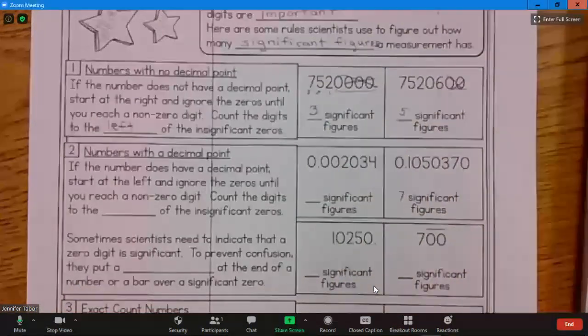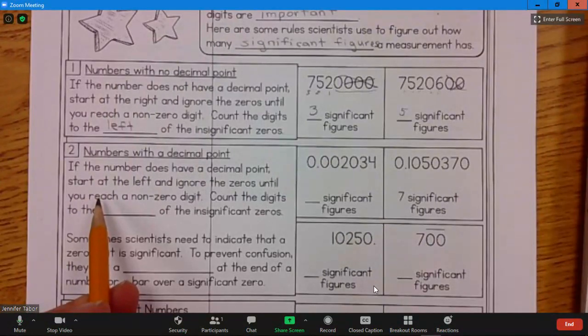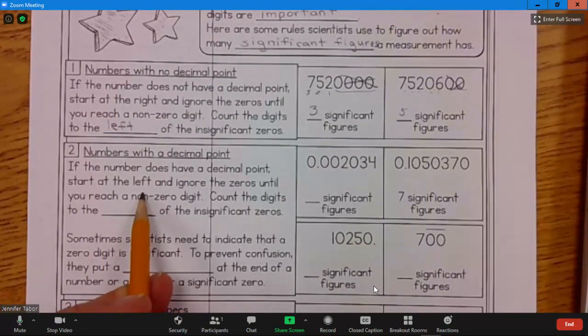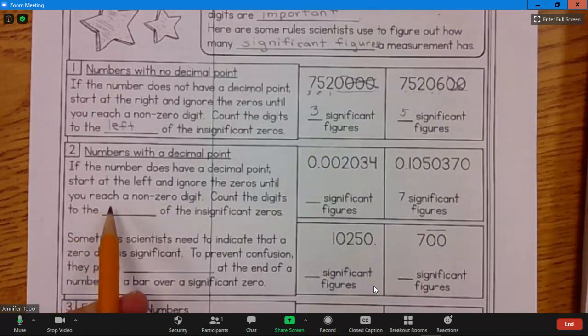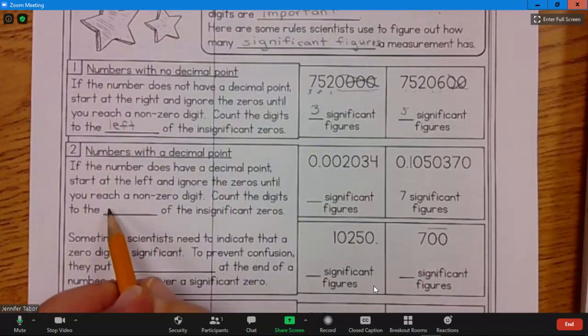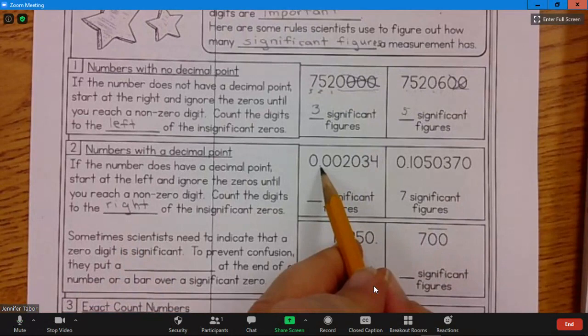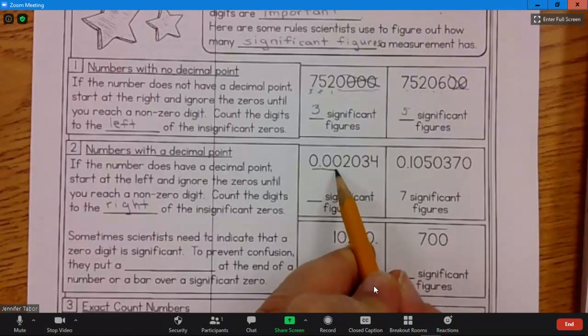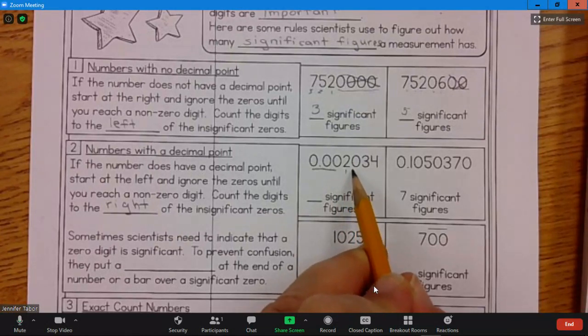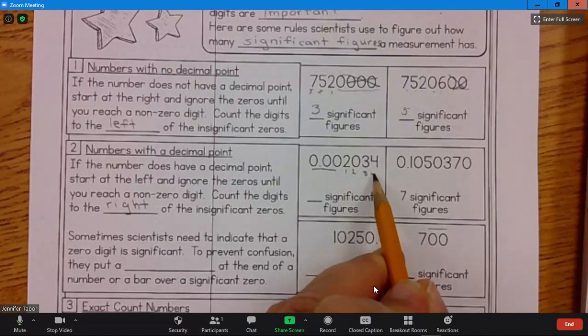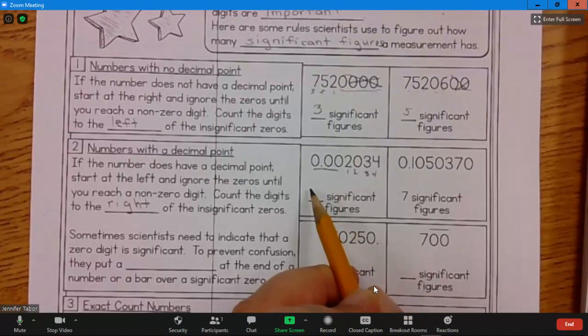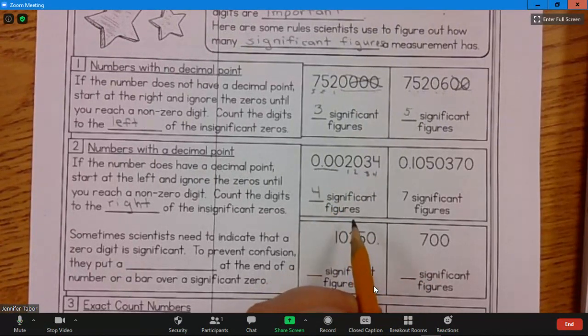Rule number 2. Now, if we have a decimal point in our number, what we do is we do basically the opposite. We start at the left and ignore the zeros until we reach a non-zero number. And we count the numbers to the right of those zeros. So if there's a decimal point, we start here, skip all these zeros, and then we start counting. 1, 2, 3, 4. So this number here has 4 significant figures.